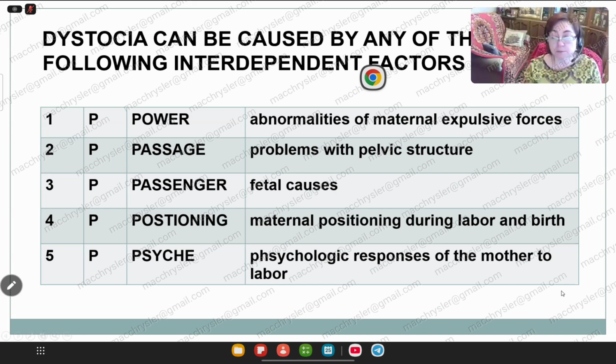And the last factor is psychological. It means how the mother responds to the labor, how adequately or not, how she communicates, how she listens to the doctor when it is necessary to push the fetus, when it is necessary to stop pushing. So these are psychological factors.